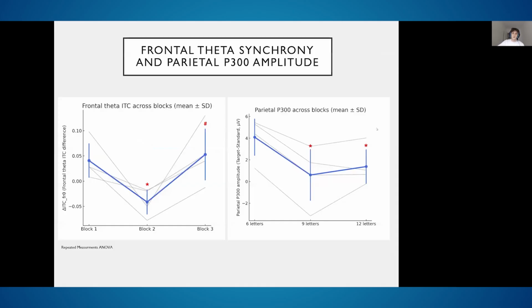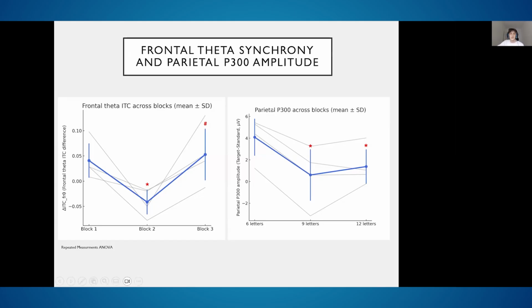Here you can see the 2 EEG markers across task complexity. On the left side is frontal theta ITC across blocks, and on the right side is the parietal P300 across blocks. As you can see, the frontal theta ITC drops under a medium-low block, 9 distractors, and it recovers under a high load. It suggests that attentional networks can reorganize and compensate when demands become extreme.